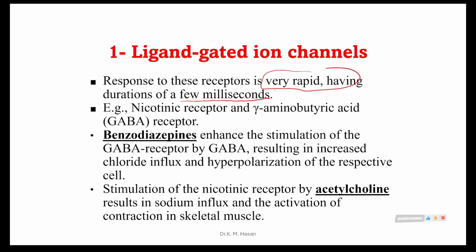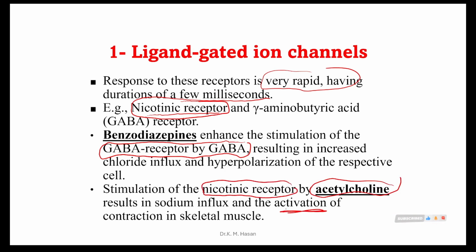Examples of ligand-gated ion channel: we have nicotinic receptor, we have GABA receptor. So we need to remember examples of ligand-gated ion channel. We have nicotinic receptor and GABA receptor. Regarding acetylcholine, for example, binding to the nicotinic receptor: binding acetylcholine to the nicotinic receptor will activate the receptor and cause skeletal muscle contraction.